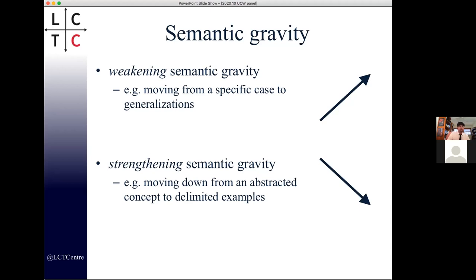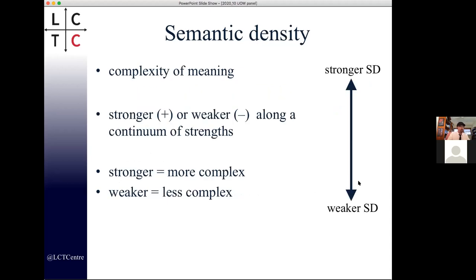Now that's one concept. The second key concept is semantic density, which is the degree of complexity of practices. Again, whether it's symbols or concepts or phrases or gestures or clothing or body movement or musical sounds. In other words, it describes how much meaning is condensed or packed into something. The stronger semantic density is, the more meanings are condensed within that thing. The weaker it is, the fewer meanings are condensed.